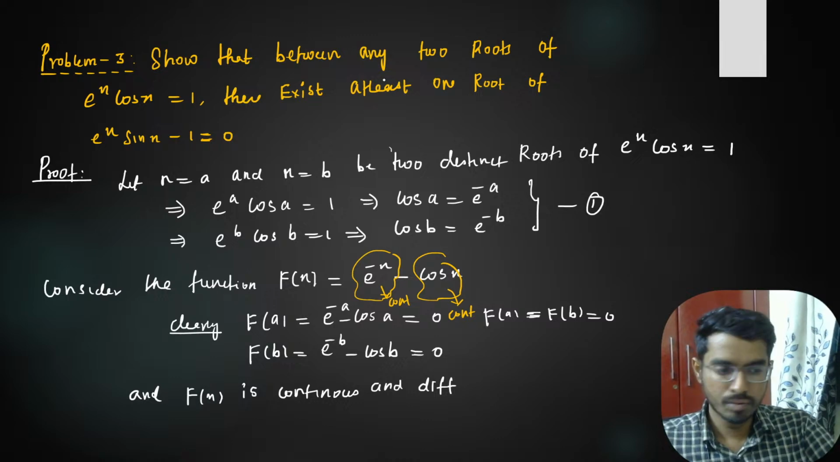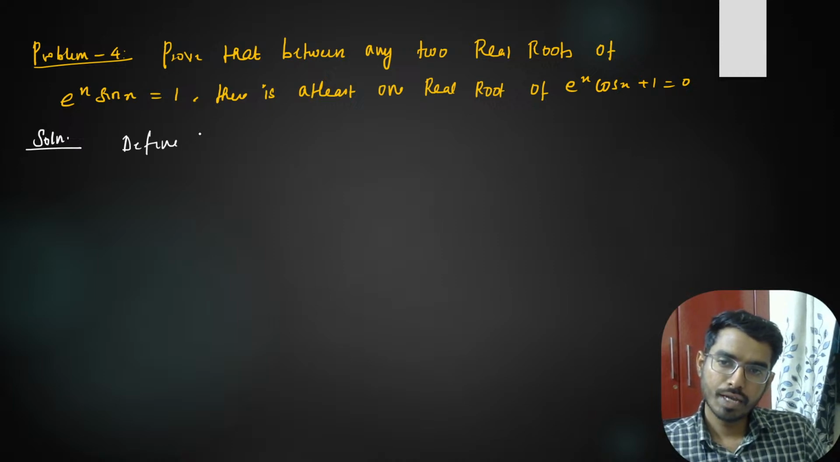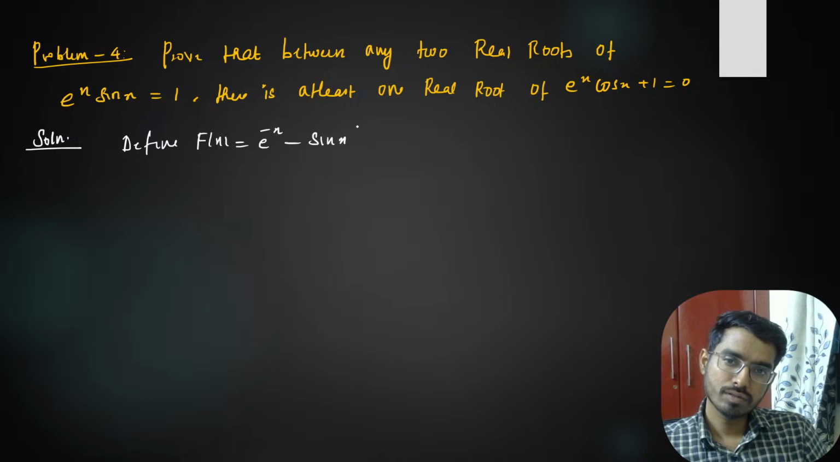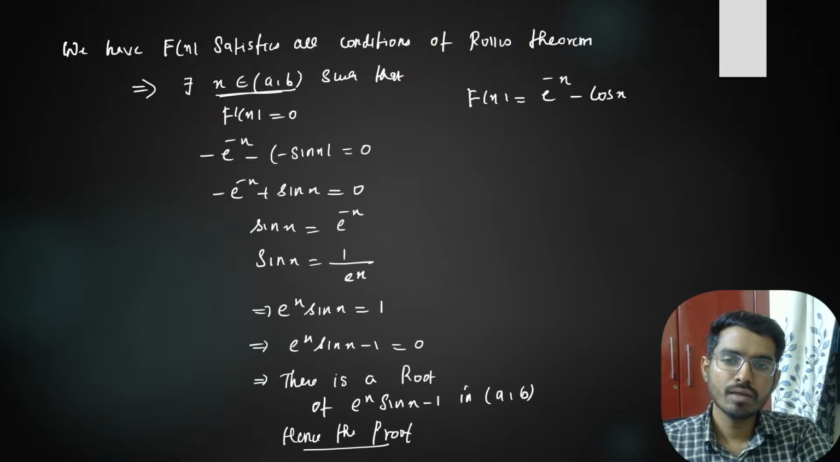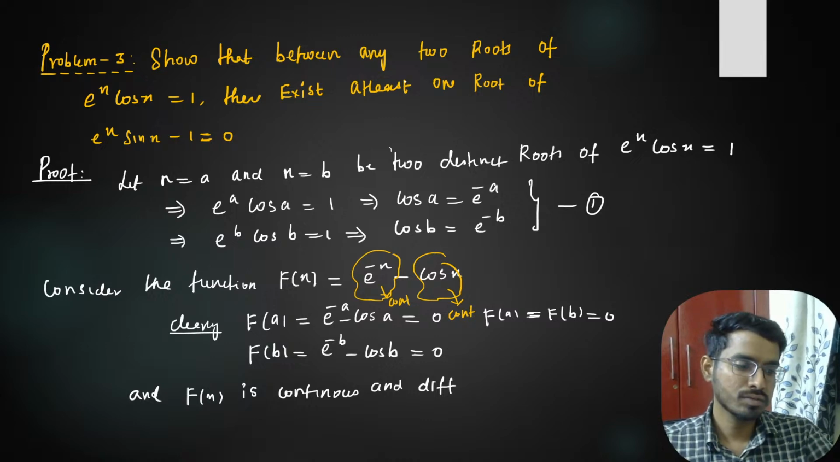You define capital F(x) as e^(-x) - sin x and proceed as before, right? You can do this easily. Just the same thing, wherever you see cos x here, you just replace it with sin x. You will end up with the proof.